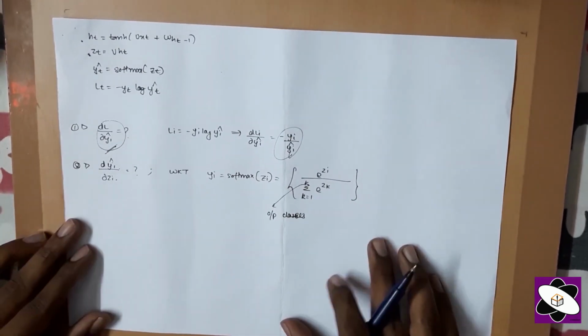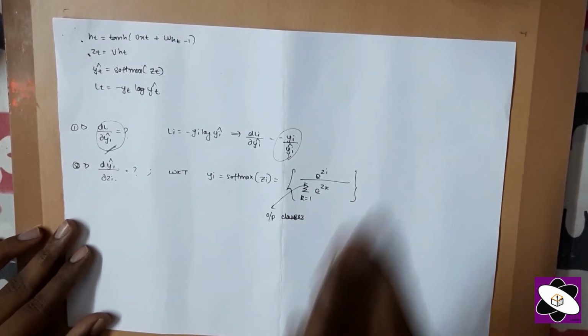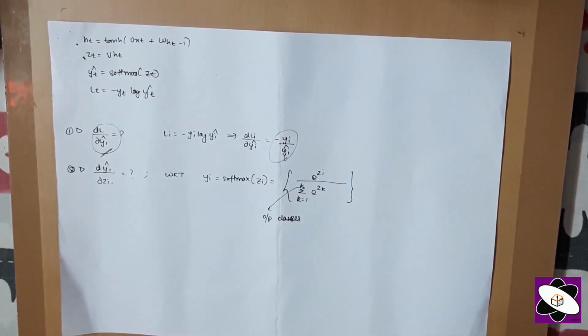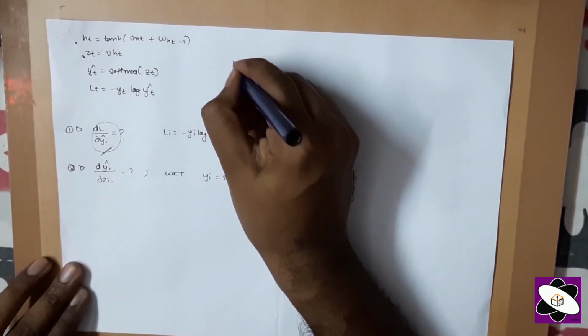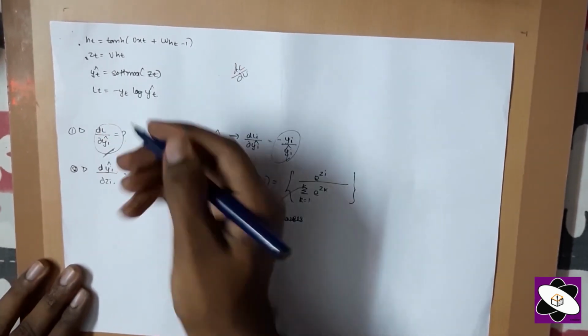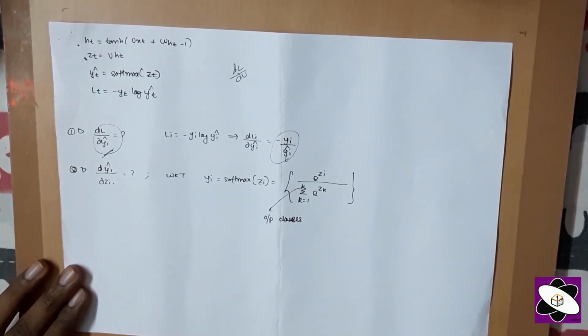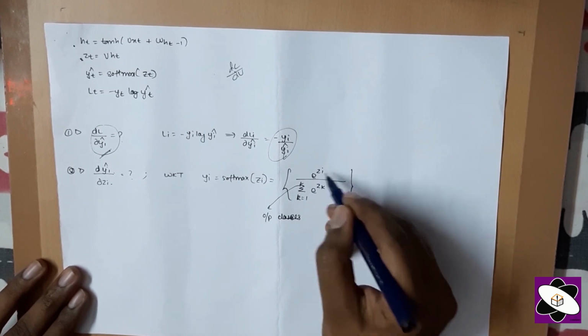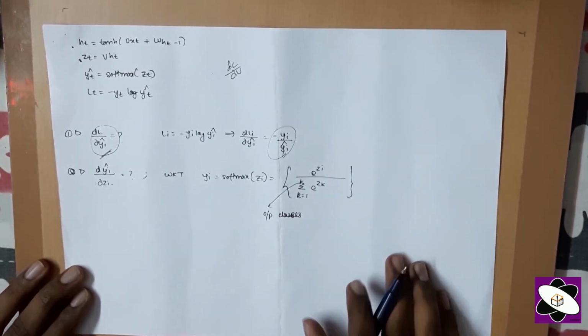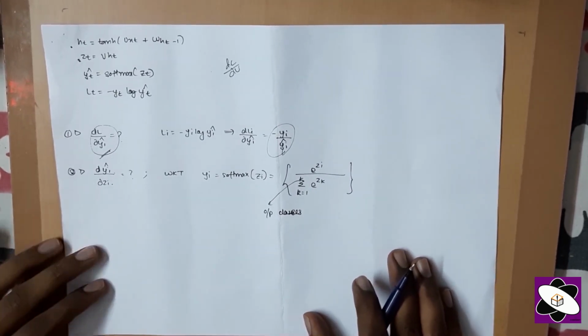So we want dy by dz. We are just focusing on dl by dv for now. In that dl by dv, first we need to find dl by dy, dy by dz, and then dz by dv. So for dy by dz, we know that yi is softmax of zi, zi is this thing, and k is the output classes. Now here we get two cases.